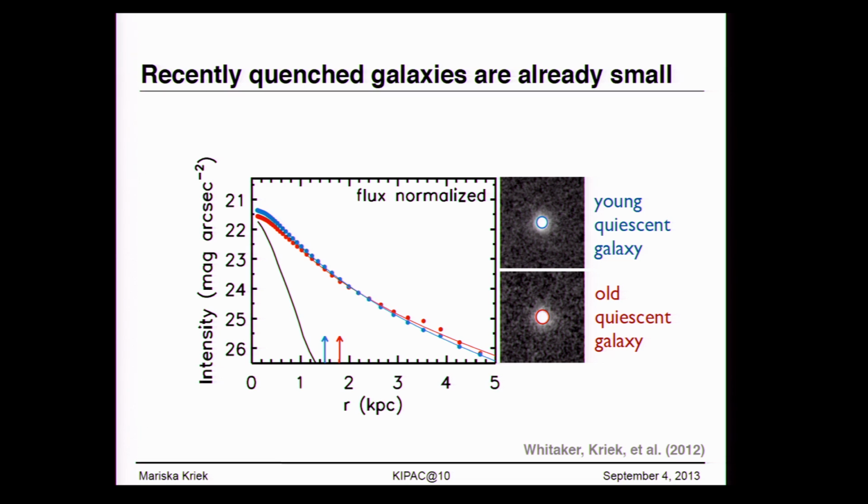So this is something we looked at as well, and we split the quiescent galaxies into the old and the young quiescent galaxies and looked at their size. And we found that young and old quiescent galaxies are all about the same size. Basically, the young quiescent galaxies are as small as the old quiescent galaxies, which means that adding bigger quiescent galaxies is not how we can explain the size growth. So there may still be an issue here.